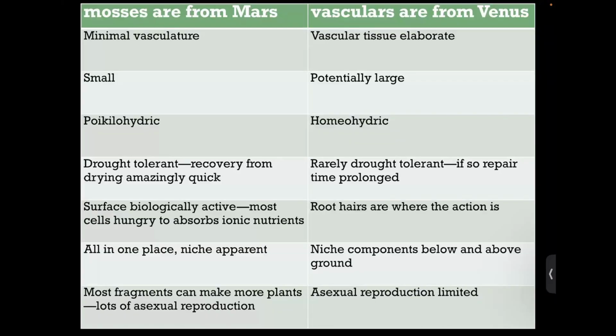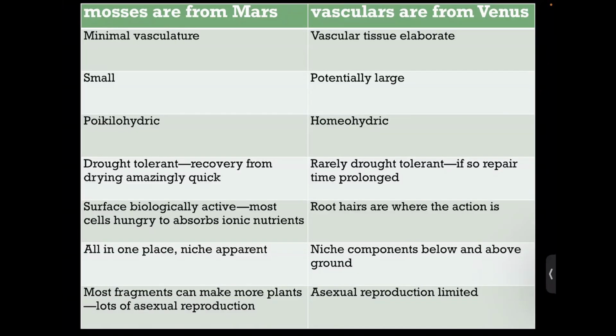And now I want to fill out my table more. So we could say mosses are from Mars and vascular plants are from Venus. They just have very different biologies. So I already talked about how mosses have minimal vasculature, and most of this would apply to liverworts too. Whereas vascular plants have elaborate vascular tissue.